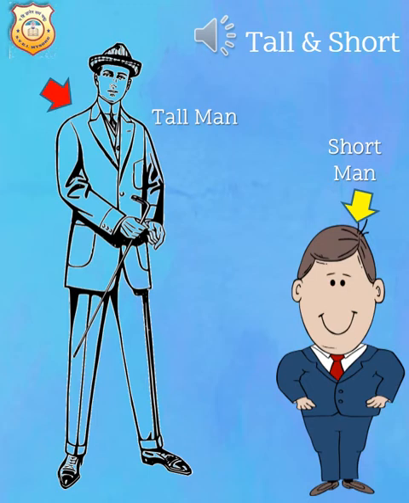Similarly, we see a tall man and a short man. Can you see the red arrow pointing out the tall man and the yellow arrow pointing out the short man?